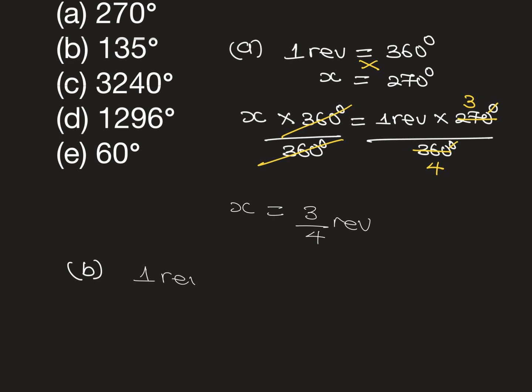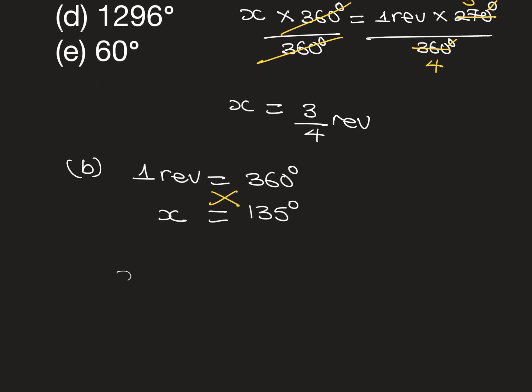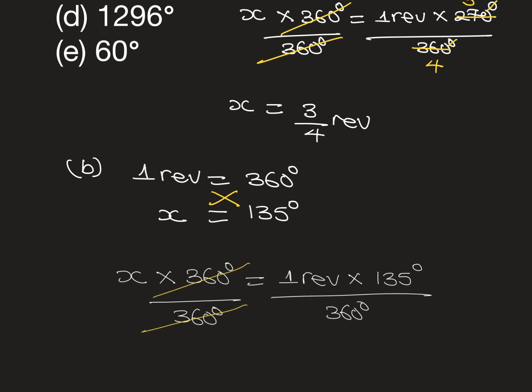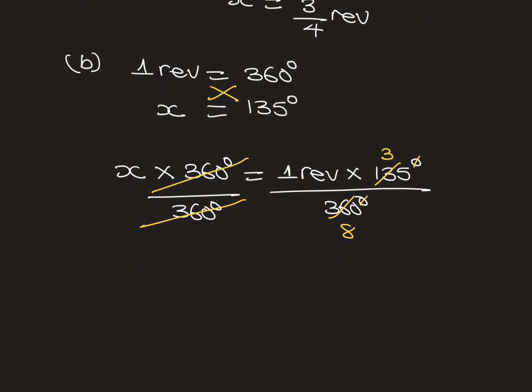B, if we use 1 revolution is equal to 360 degrees. So what is 135 degrees? Let that be equal to x. Then we cross multiply. And if we do that, we'll have x times 360 degrees is equal to 1 revolution times 135 degrees. To find x, we divide both sides by 360. So this will cancel this. Degrees cancels degrees. If we have 135 over 360, that is going to be 3 over 8. Okay? That is going to be 3 over 8. Because 45 into 135 is 3 times. 45 into 360 is 8 times. So therefore x will be 3 over 8 revolutions.